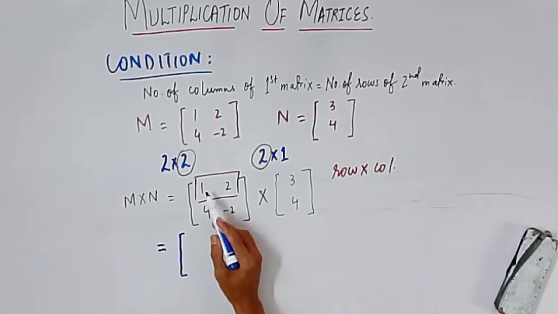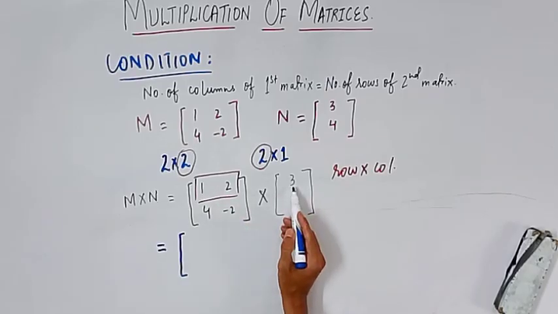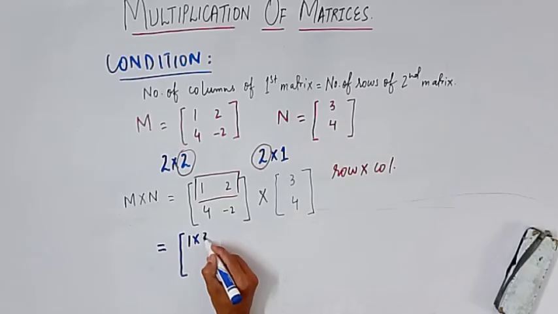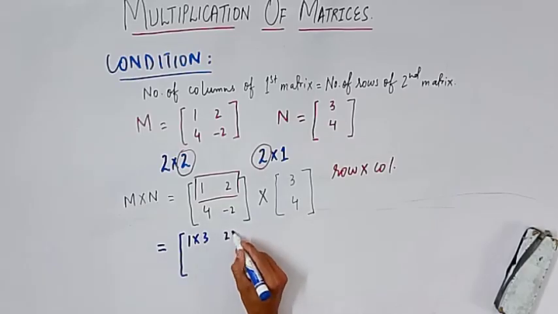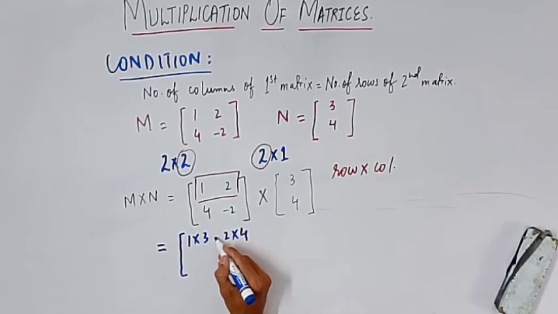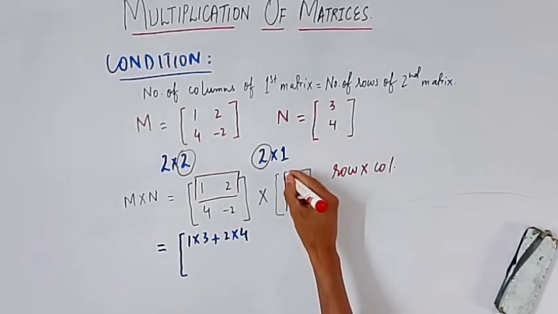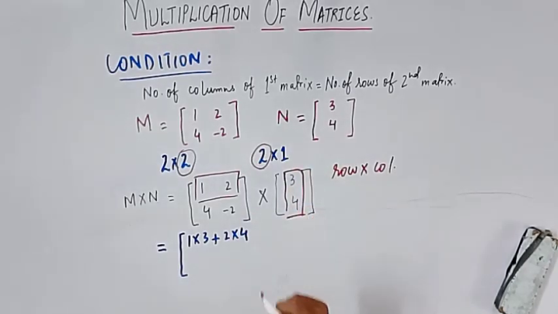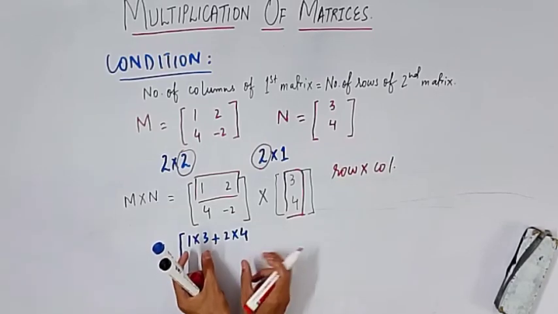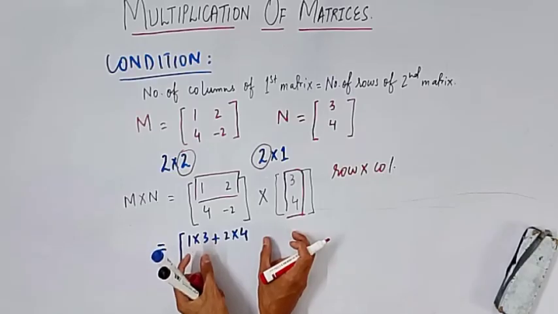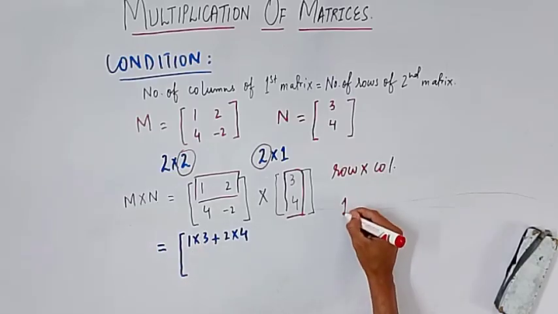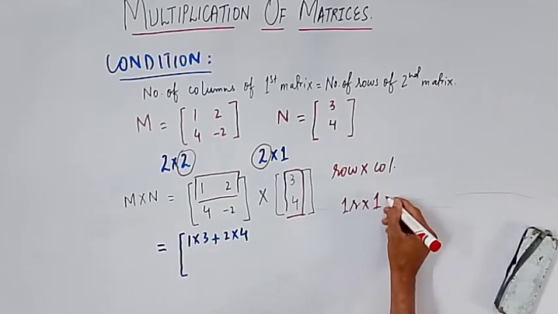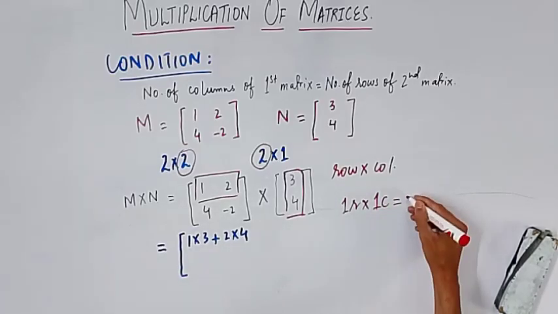So how will you multiply? You will multiply the first element with the first element: 1 times 3, 2 times 4, and in between comes the plus sign. Remember one thing: when you multiply a single row with a single column, it gives you a single element. Students make the mistake of writing 1 into 3 as one element and 2 into 4 as another element, but this is not the case. When you multiply one row by one column, the answer is a single element.